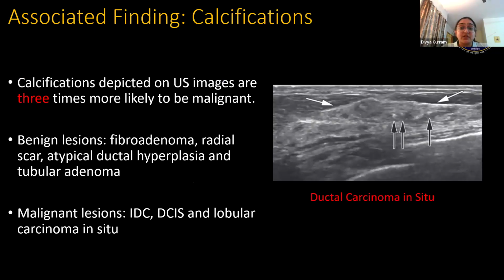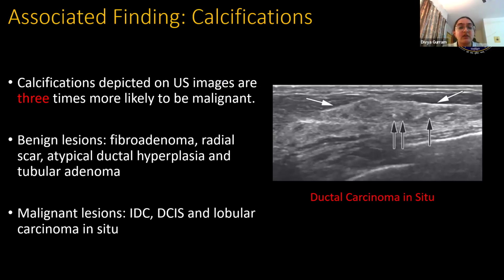Next, we have calcifications, which are depicted on ultrasound. Some studies have shown that they're 3 times more likely to be malignant, and benign breast lesions such as fibroadenoma, radial scar, atypical ductal hyperplasia, and tubular adenoma can also present with calcifications.